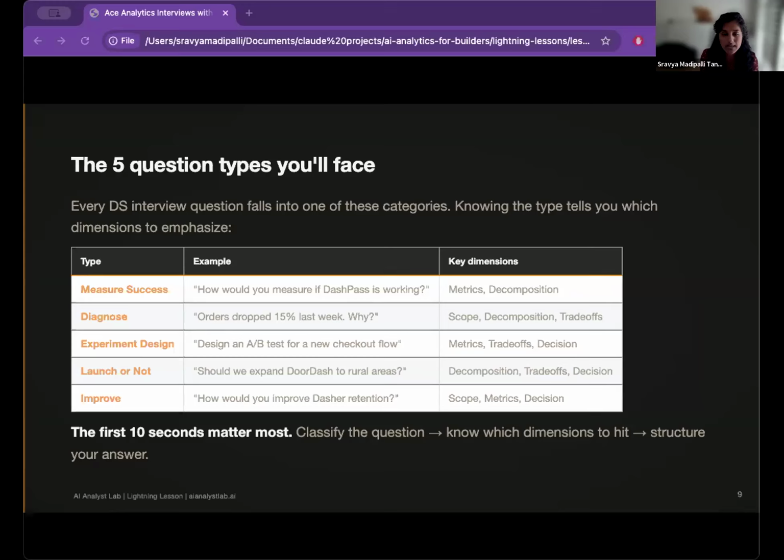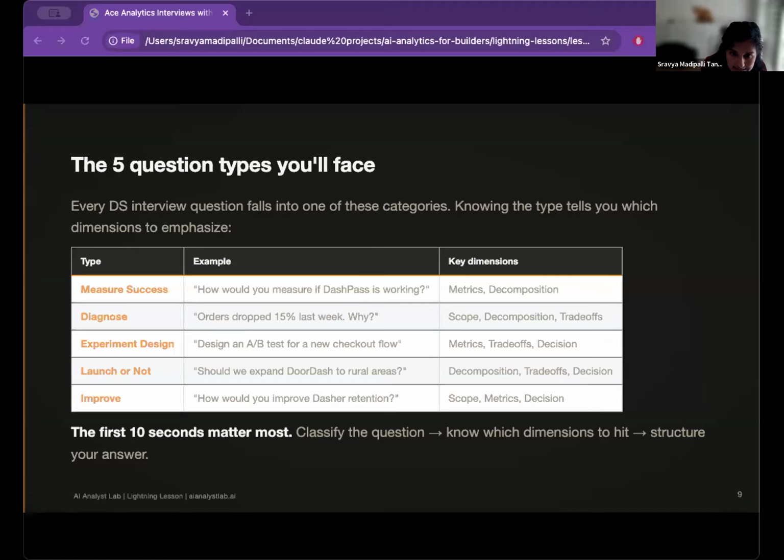So like I said, though it says DS, I think this is something that even product folks can definitely utilize. So what are the types of questions that we see here? Measuring success, basically, how would you measure if a DashPass is working or not? Like I said, we are using DoorDash as an example for most of our questions here, and each type of question gives you an example of what it could be for DoorDash as a company, okay?